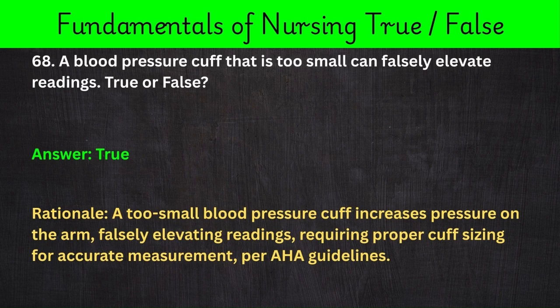68. A blood pressure cuff that is too small can falsely elevate readings. True or false? Answer: True. Rationale: A too small blood pressure cuff increases pressure on the arm, falsely elevating readings, requiring proper cuff sizing for accurate measurement, per AHA guidelines.